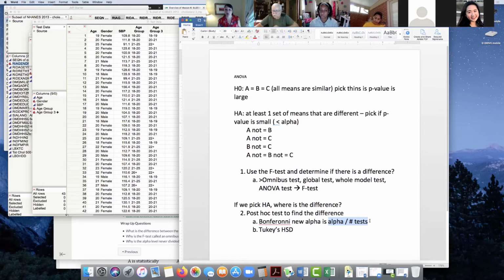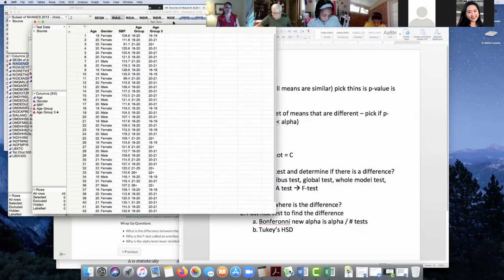Because think about the Bonferroni, which is the most conservative, you'd have to find p-values that are less than 0.017. And that's hard to do. And you need a bigger sample size for that. So let's just hop into JMP so you can see where to get it if you want to play around.